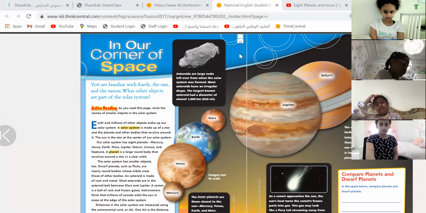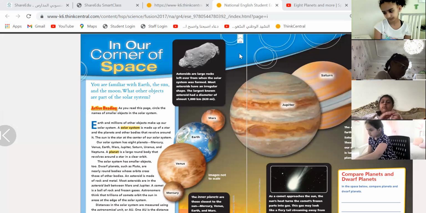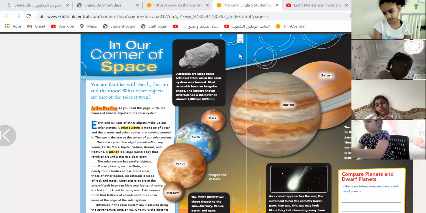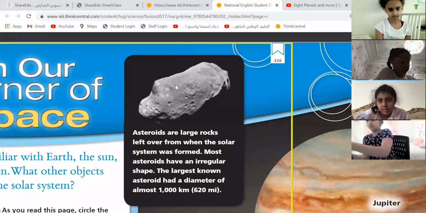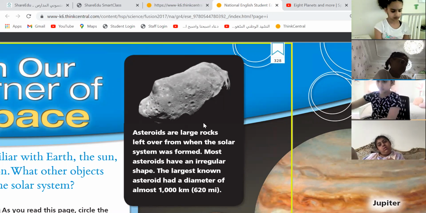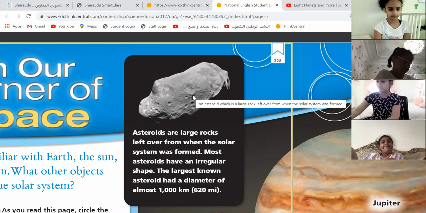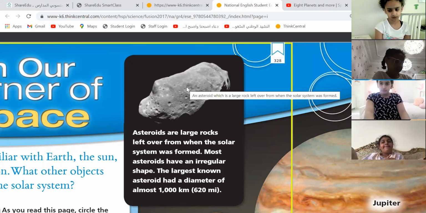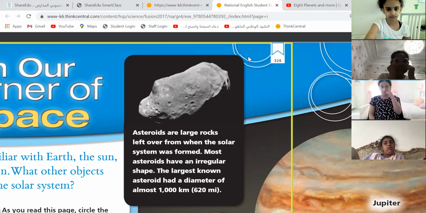We know that planets can be full of gases or they can be made of rocks and gases. We have other objects in space. We call them asteroids. Look at the big rock over here. You can find asteroids also in space, not revolving around the sun, but swimming in space. Asteroids are large rocks left over from when the solar system was formed. Most asteroids have an irregular shape. They don't have a fine shape. They are irregular. See? You can't know what the shape of it is.